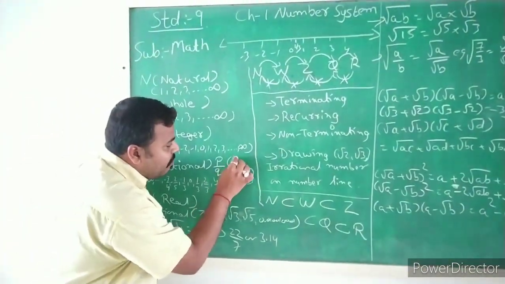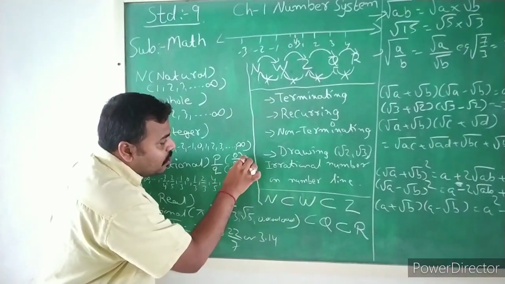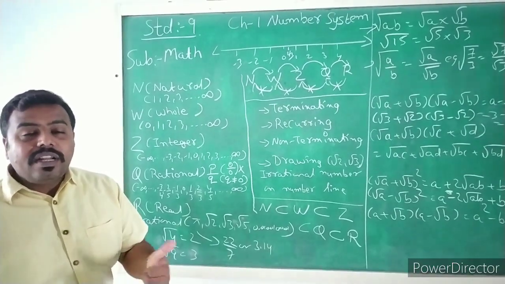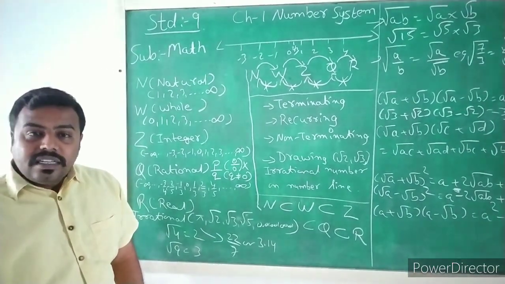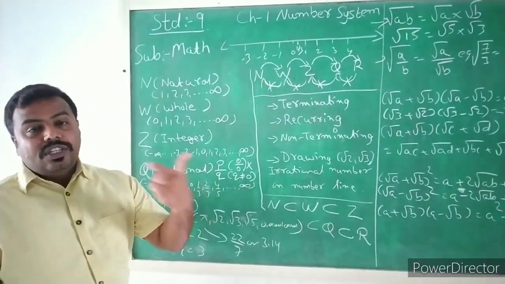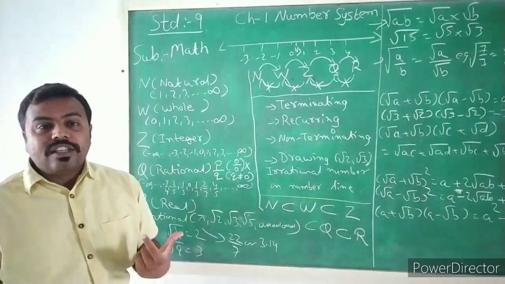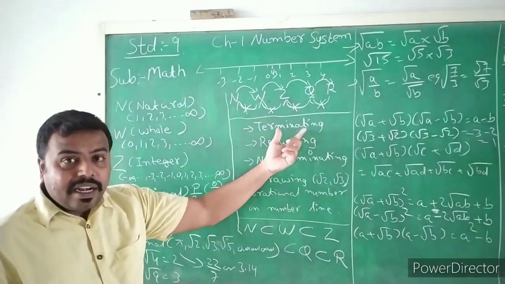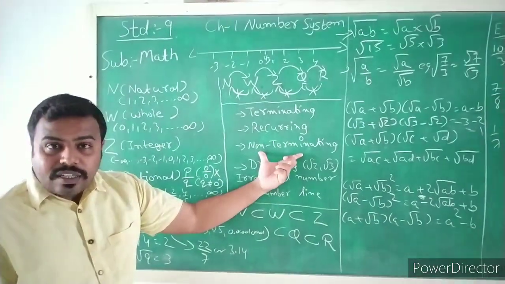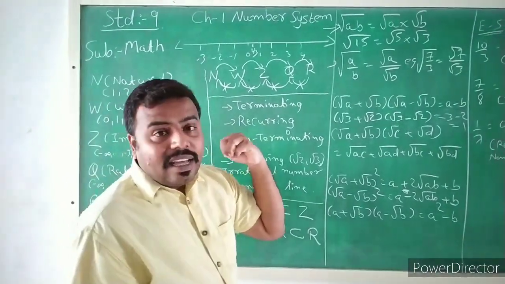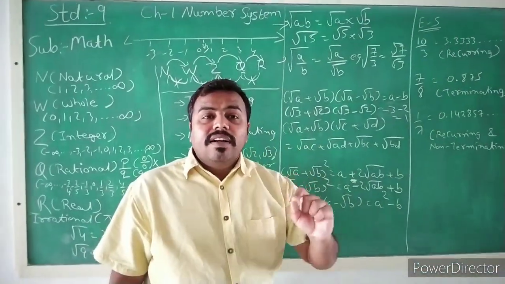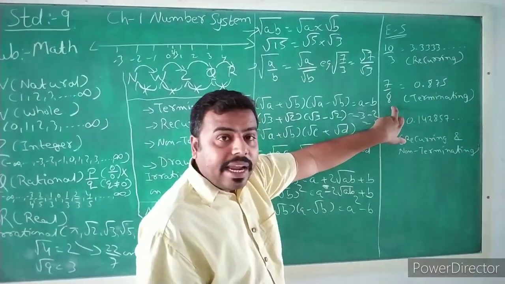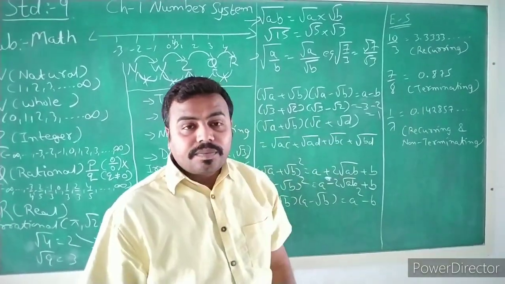And secondly, remember one thing, 0 upon 0 is not a rational number. 0 upon 0 becomes 0, so it is not considered as a rational number. But 0 upon 2, 0 upon 3, such numbers are rational numbers. Now, to understand these three concepts, terminating, recurring and non-terminating, we will be taking example 5 given in our textbook. That is, divide 10 by 3, divide 7 by 8 and divide 1 by 7.